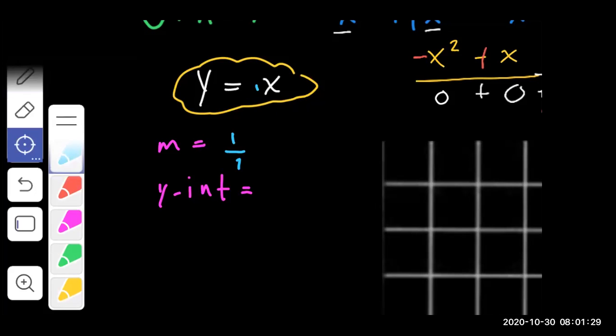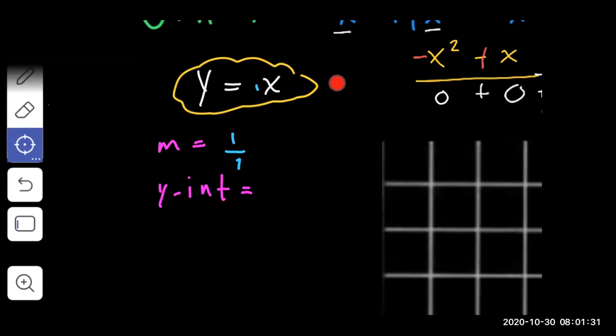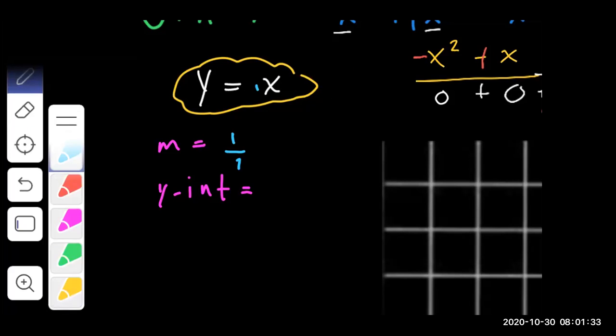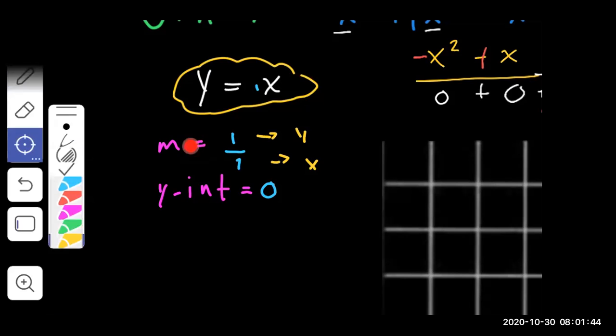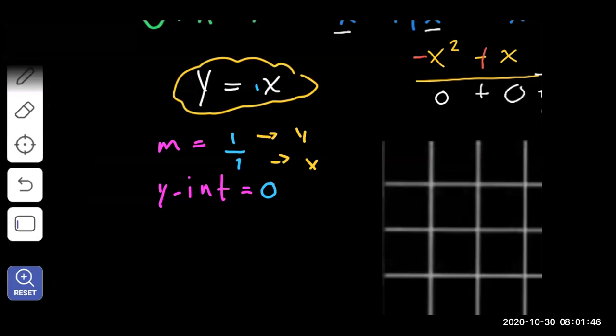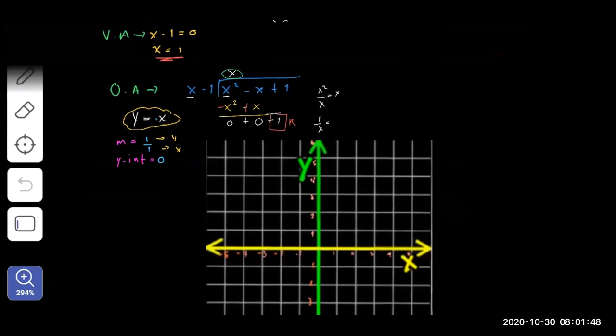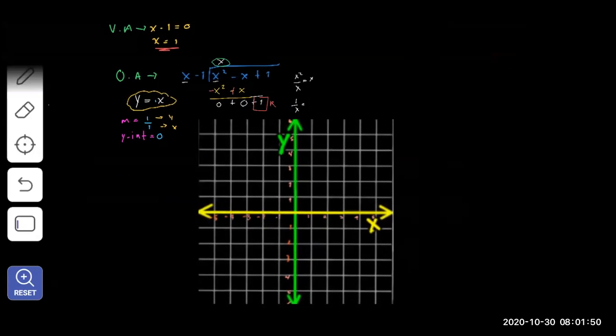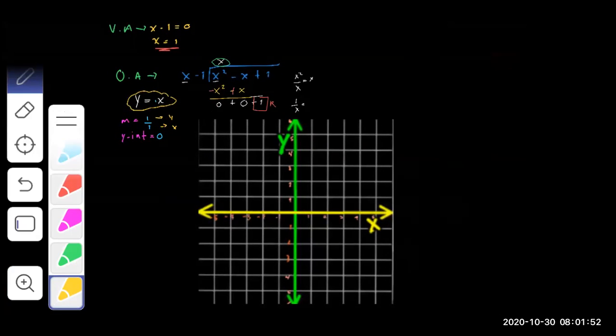And what about the y-intercept? What is the number that is here? 0. Thank you, all of you. I'm going to remind you that this is the change in y, and this is the change in x. The slope is change in y over change in x. With this information, guys, it is good enough to make our vertical and oblique asymptotes.